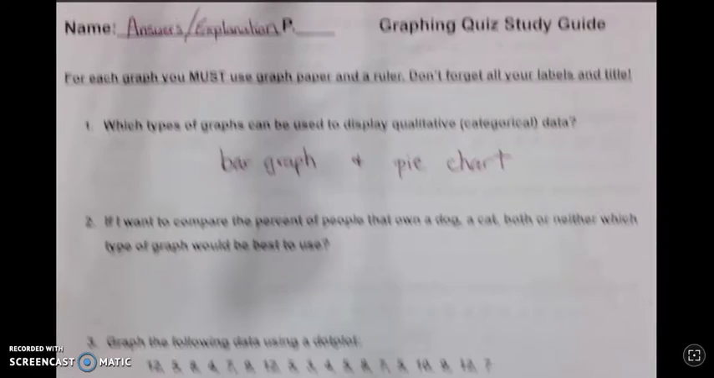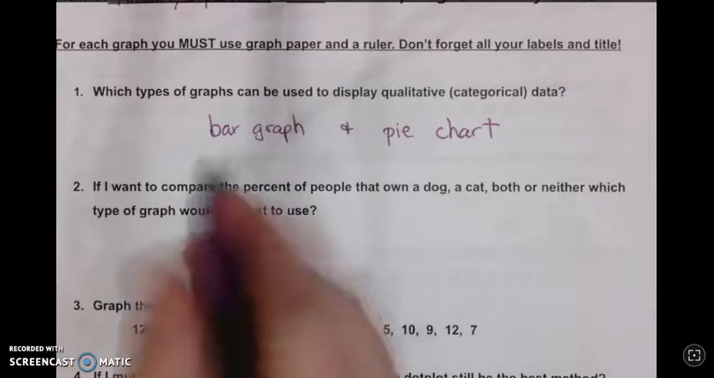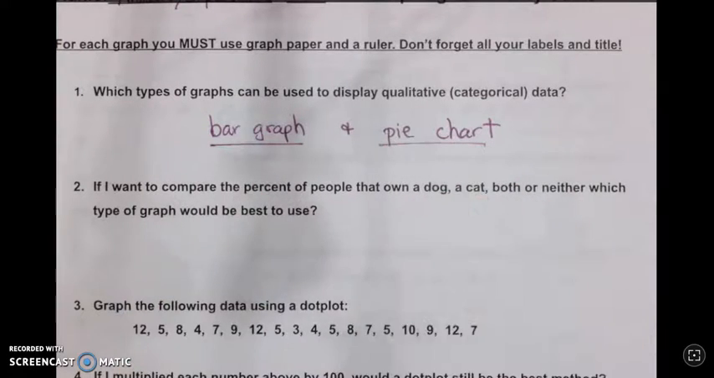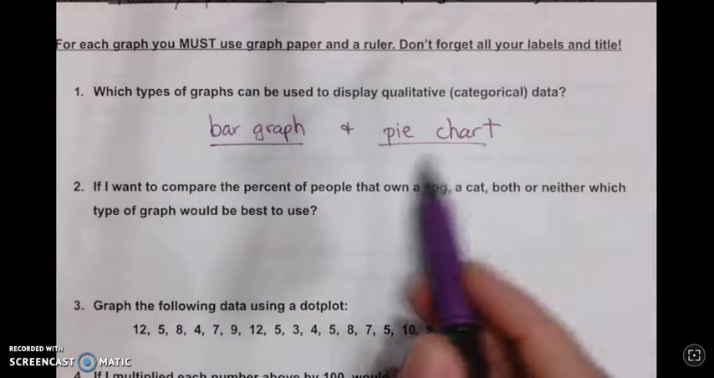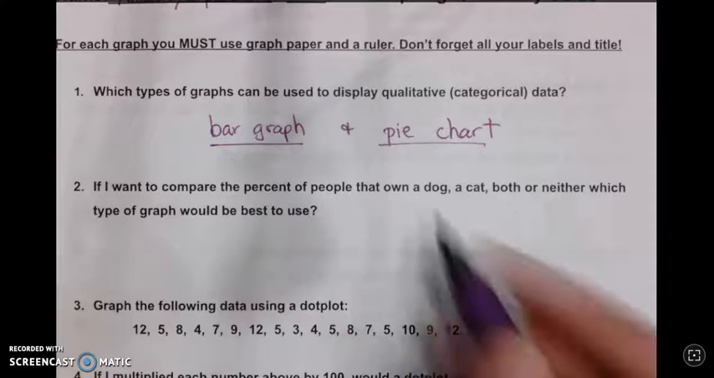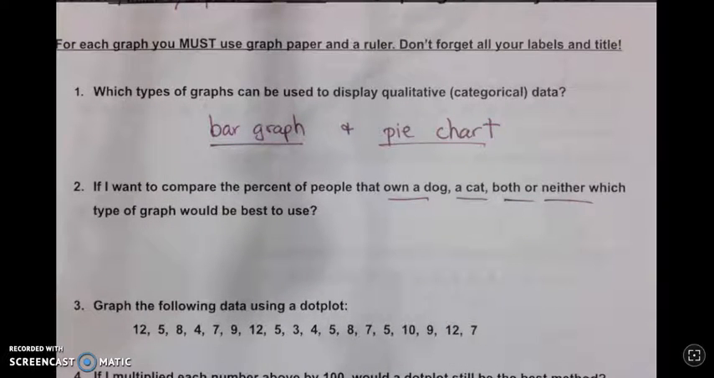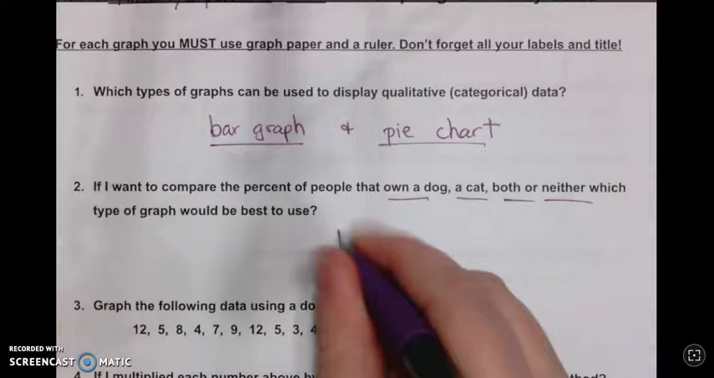If I want to compare the percent of people that own a dog, a cat, both, or neither, which type of graph would be best to use? So that's going to be categorical, so it'd either be bar graph or pie chart. So pie chart is going to be parts of a whole. You can think of this as parts of a whole because it's all about owning dogs and cats. It's not like totally different random things. So this would be good to use a pie chart for.